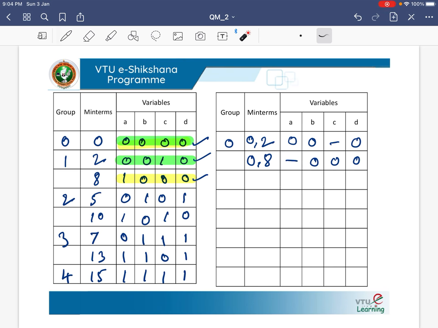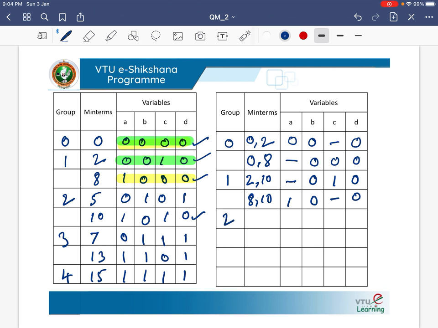Next, you have to see the next group, that is 1 with 2, then 2 with 3, then 3 with 4. If you follow the same process, group number 1 has min terms 2 and 10, so the variables are dash 0 1 0. Next is 8 and 10, and the variables are 1 0 dash 0. Both 8 and 10 are already tick marked.